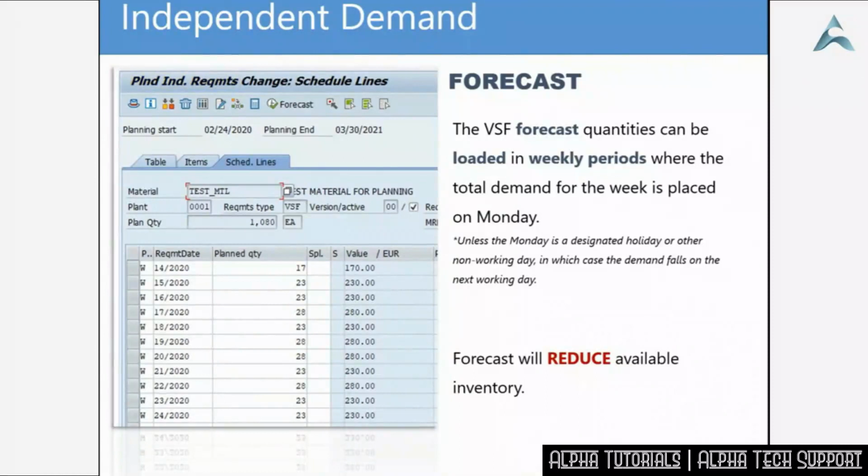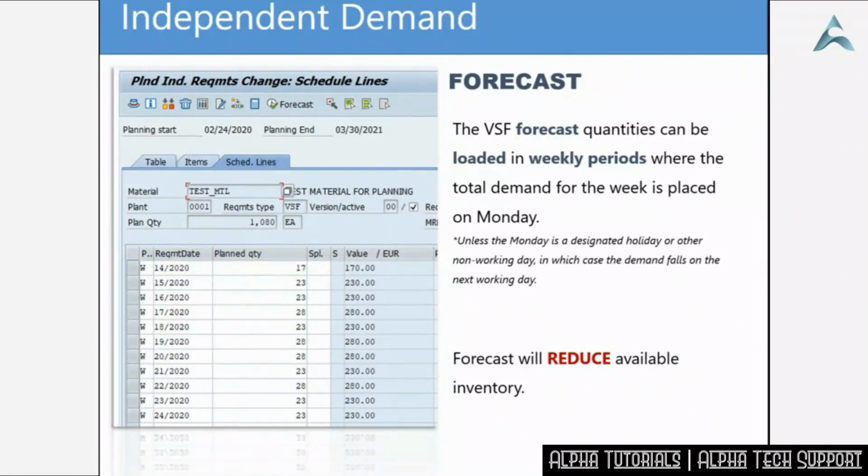The PIRs are loaded into period-based buckets based on your organization's needs, but a weekly period or monthly period is pretty typical. Standard SAP will start a week on a Monday, unless that Monday is designated as a holiday through your company's plant calendar. And when forecast is loaded, the quantity is pegged to the first day of that period. And again, if loading in weekly periods, the first day of a weekly period will be the Monday.